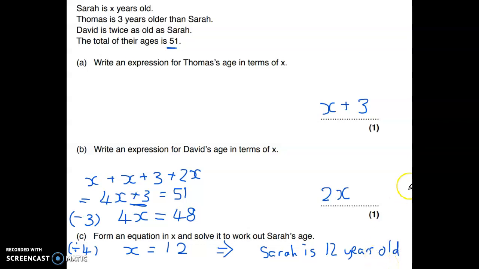Okay, and that's it. So in that we have formulated equations, firstly for Thomas's age, then for David's age, and then for the total of the ages. We've made them into a formula equal to 51, and we've then solved the equation, which also involved collecting like terms.